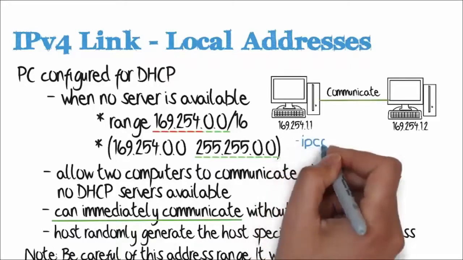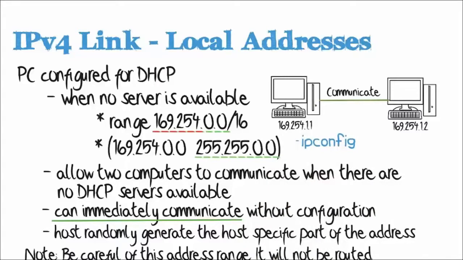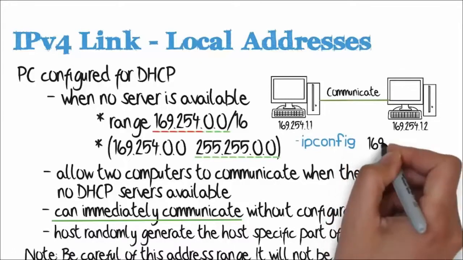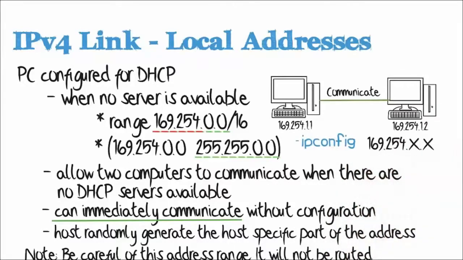So if you type ipconfig on a PC, for example, and you see that the PC has an address in the range 169.254.x.x, that means the PC was not able to get an IP address via DHCP and dynamically allocated itself an IP version 4 link local address. No DHCP server was available, and thus an IP address wasn't allocated to the device. It simply chose an address from the 169.254 address range.